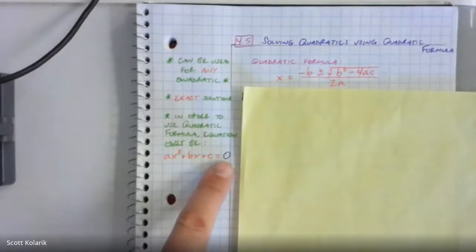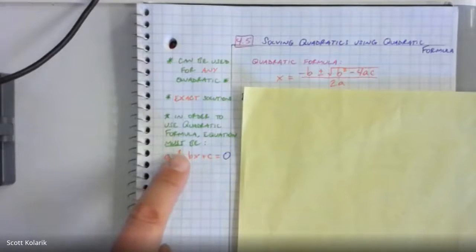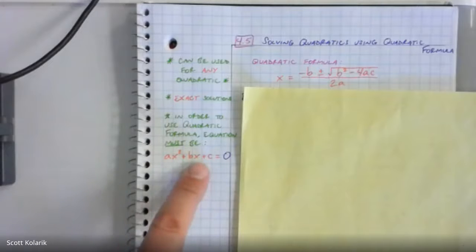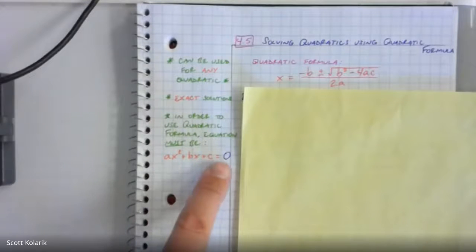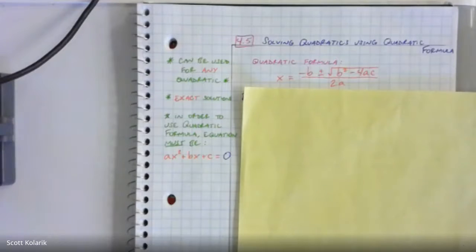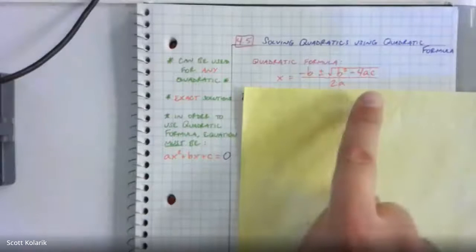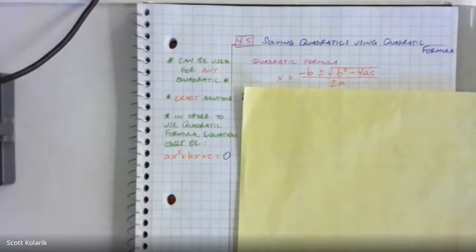So if there is other stuff, other numbers, other variables, whatever it might be, I want to move them away to the other side, combining like terms, so that I do have it set equal to 0. That's really the one rule. Once I have that, I can identify those 3 coefficients, and literally it just becomes plug it into this mess and do the calculator work.